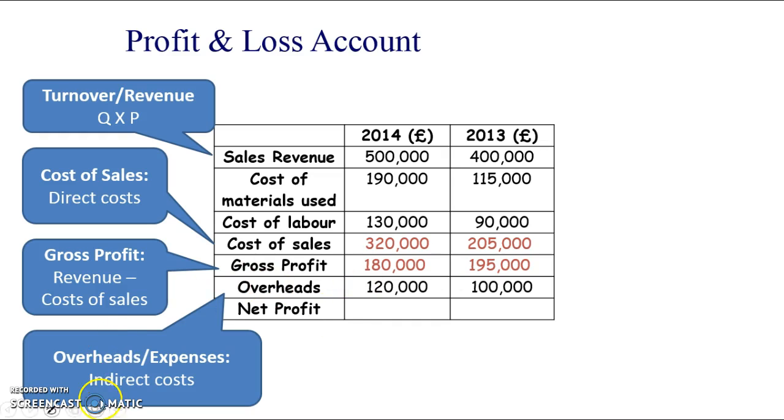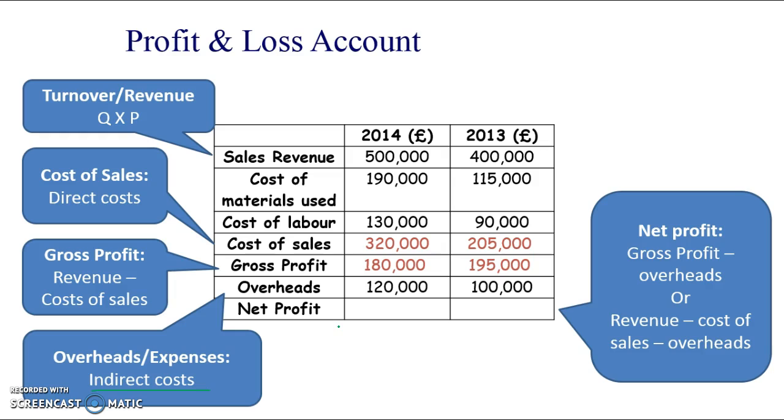These are all the indirect costs, overheads or expenses. So these are the costs of running the business, but they're not necessarily the costs of making the product itself, but they are important costs because they're the costs of running the business. So the last thing to work out is net profit.